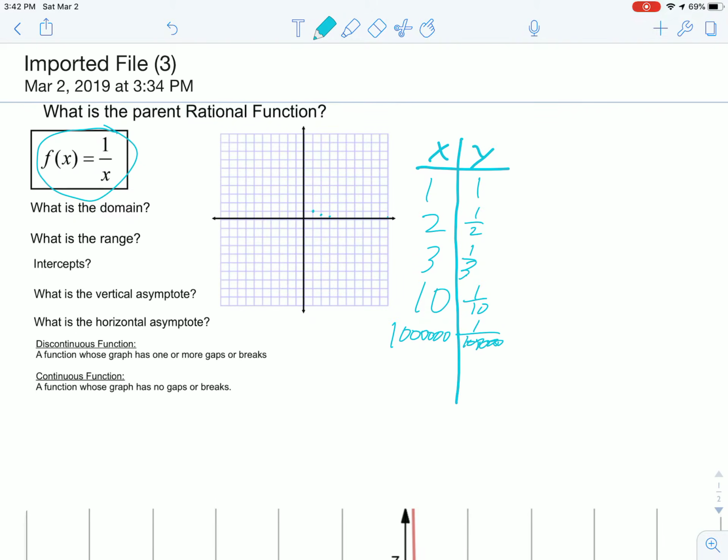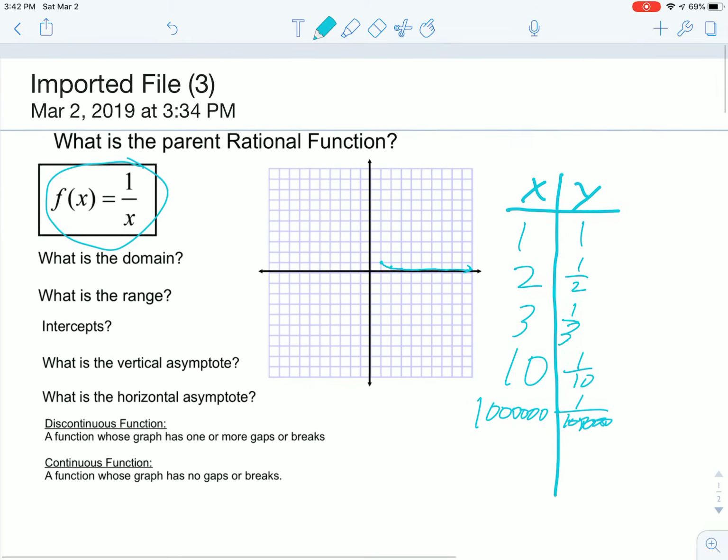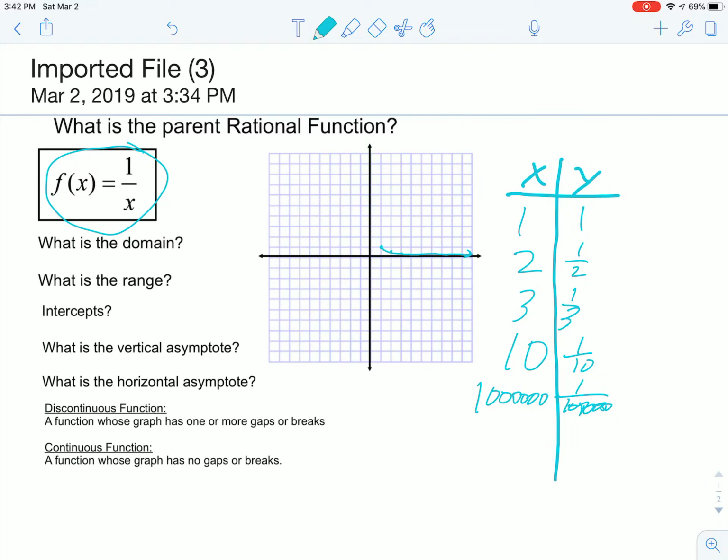Now let's see what happens as I go over here. From 1 on, it's doing something like this. It's getting closer and closer and closer, and it keeps going without ever actually touching the x-axis, which is kind of crazy. Now let's see what happens between 0 and 1.